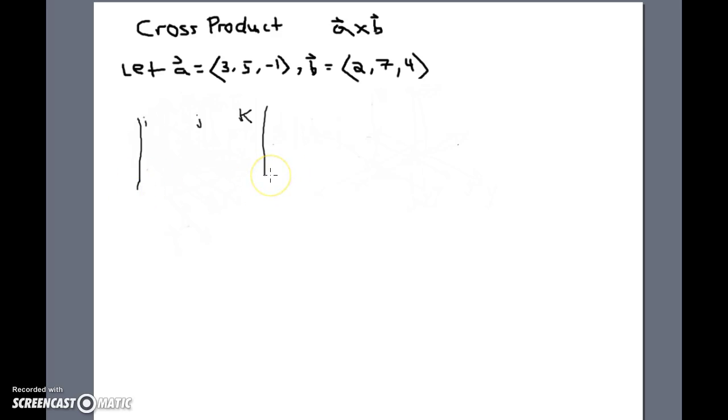Now this is important to note. Make sure you guys get this down. When you're taking the cross product between two vectors, it's important that you write the components of the vector that is to the left of the multiplication symbol first. So because A is first, we say it's 3, 5, and then -1. And then B, which is to the right of the multiplication symbol, we will write its coefficients in the second row here. Technically the third, but we'll just say it's the second row.